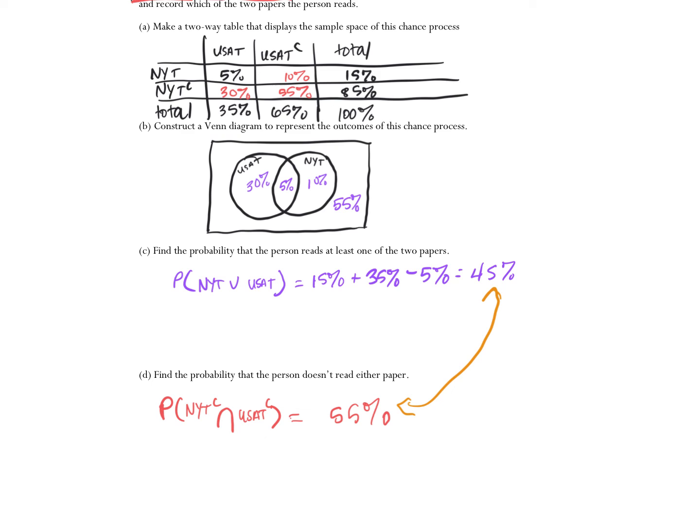Does it make sense that these two are actually complementary of each other? Yes. Okay? If I wanted to highlight on the two-way table, here's my OR probability. Those are all the people that read one or the other, leaving this one to be the intersection of their complements. Very good?